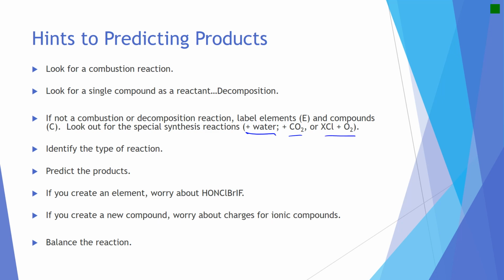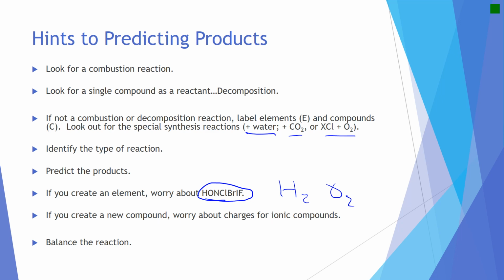Then you want to identify the type of reaction. From there, you're going to predict the products following the pattern. A synthesis will just smush them together, a decomposition will break them apart, a single replacement will have a metal kick out another metal, or a non-metal kick out another non-metal, a double replacement will switch the two metals or the two cations, and a combustion will always produce carbon dioxide and water. Then if you created an element as a product, you have to worry about your Hinkle-Brinkles. What do you do if you have a Hinkle-Brinkle? You're going to write H2 or O2, putting those diatomic molecules together.